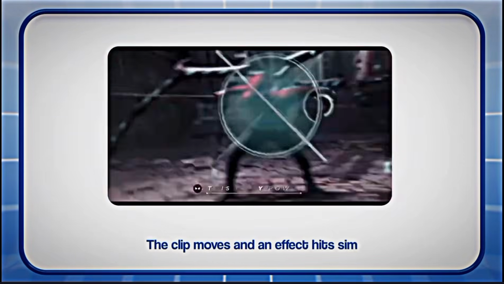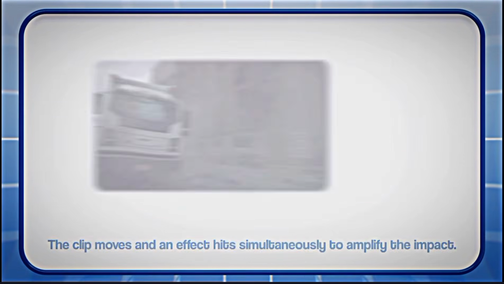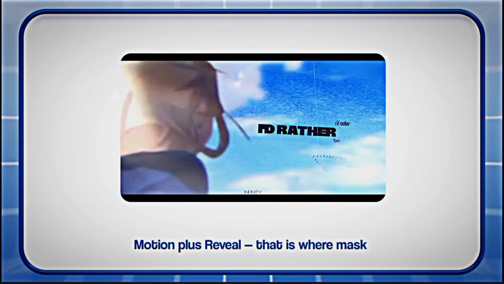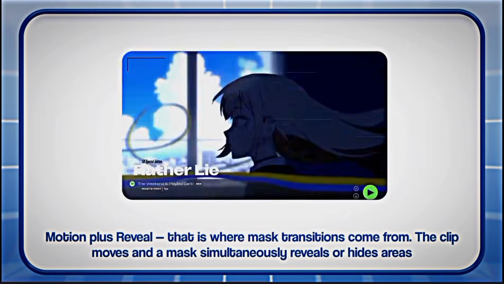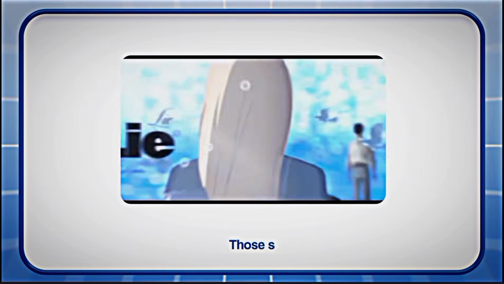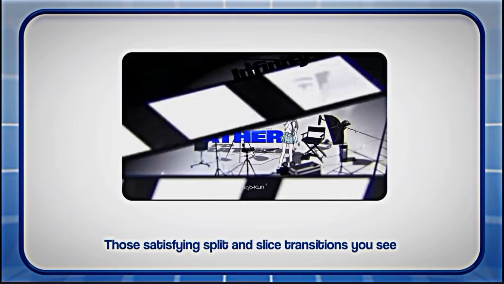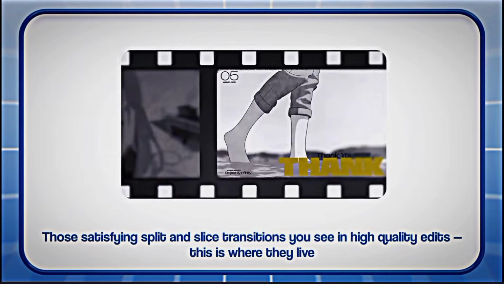and an effect is used simultaneously to amplify the impact. Motion plus reveal, that is where mask transitions come from. The clip moves and a mask simultaneously reveals or hides areas of the frame. Those satisfying split and slice transitions you see in high-quality edits. This is where they live.